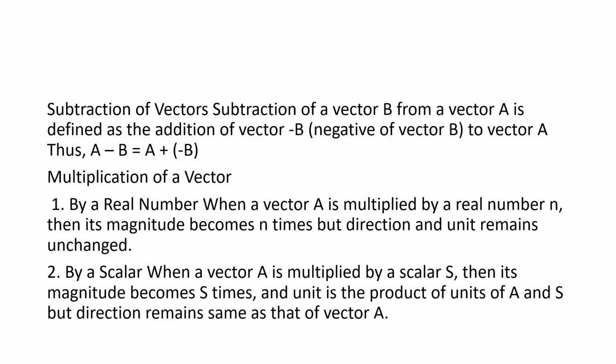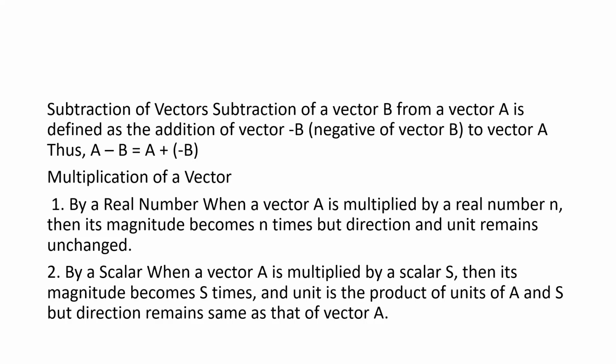The direction and unit remain unchanged here. That is called vector multiplication. Okay. Means only the magnitude will change to n times, but the direction and the unit remain the same.